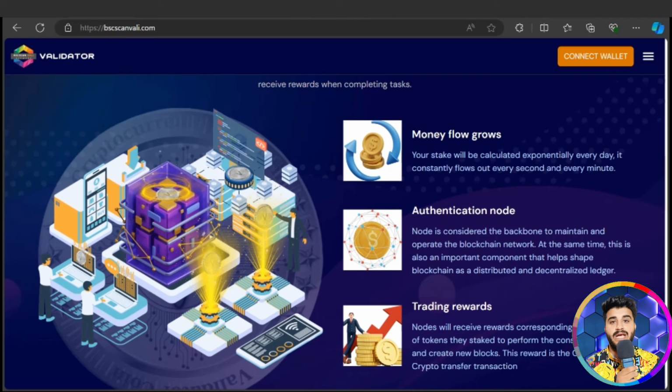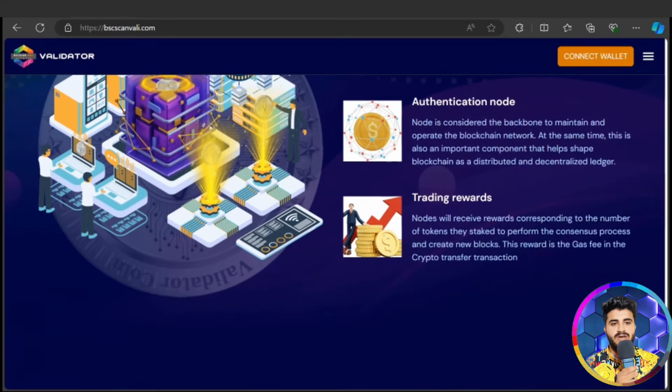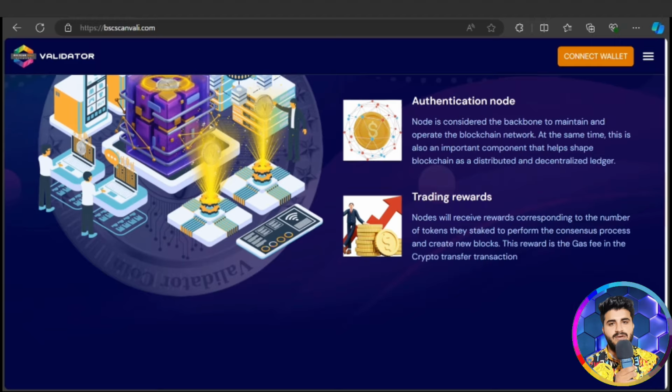Your stake will be calculated exponentially every day. It constantly flows every second and every minute. Authentication nodes also provide a trading reward. A node will receive a reward corresponding to the number of tokens staked. The platform continues the process and creates new blocks. The reward is the gas fee in crypto transfer transactions.